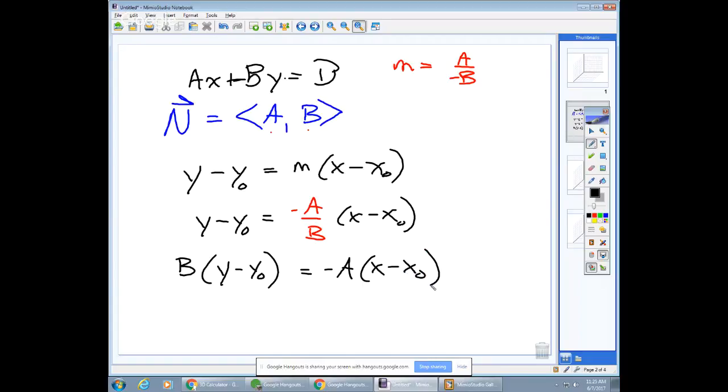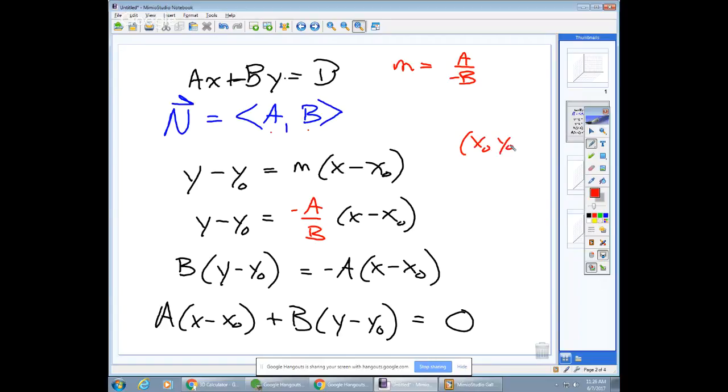To one side and put it in alphabetical order. So if I bring everything to the left side, I'm going to have a times x minus x0 plus b times y minus y0 equals 0, right? Where x0 and y0 is some point on the line, any point on the line. So this is just another way we can write the equation for a line that we've probably never seen before in most books, but it turns out it's going to have a relevant geometric interpretation.